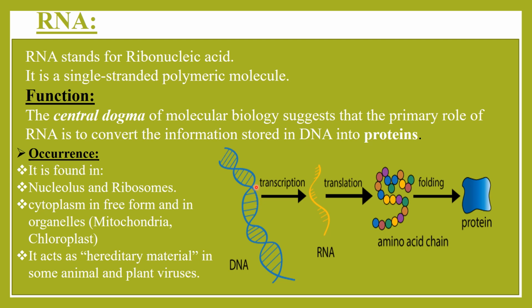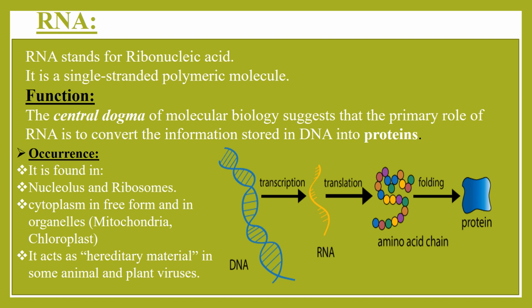The information on the DNA is copied into the RNA through a process of transcription, which takes place inside the nucleus. The RNA is then translated into amino acid chains through a process of translation. The process of translation takes place inside the cytoplasm. The amino acid chains are then later on folded to make certain proteins. By this we can say that the DNA makes the RNA and the RNA makes the proteins.